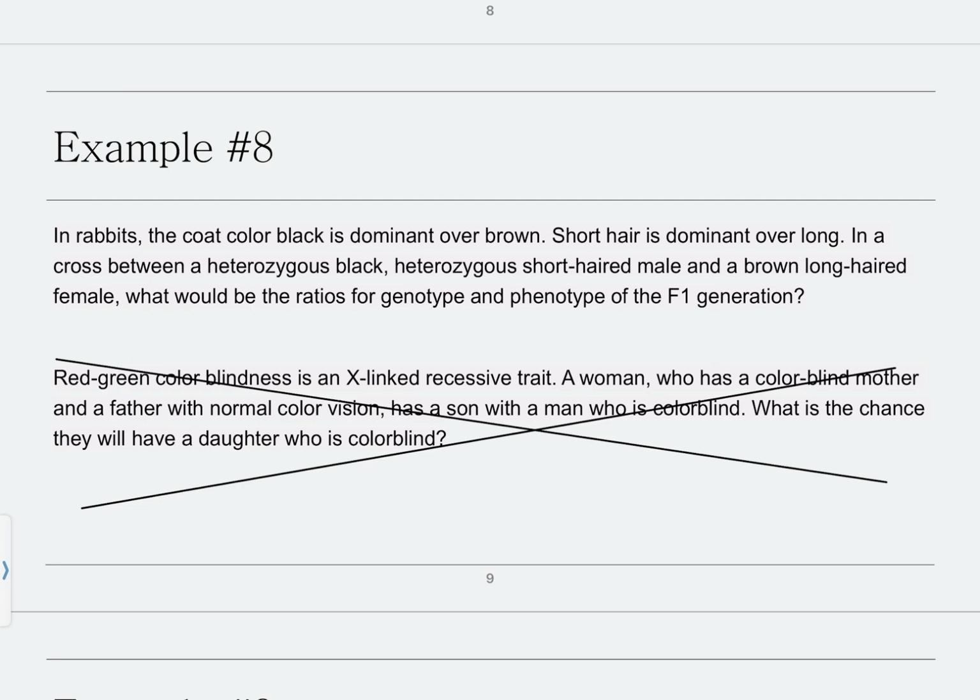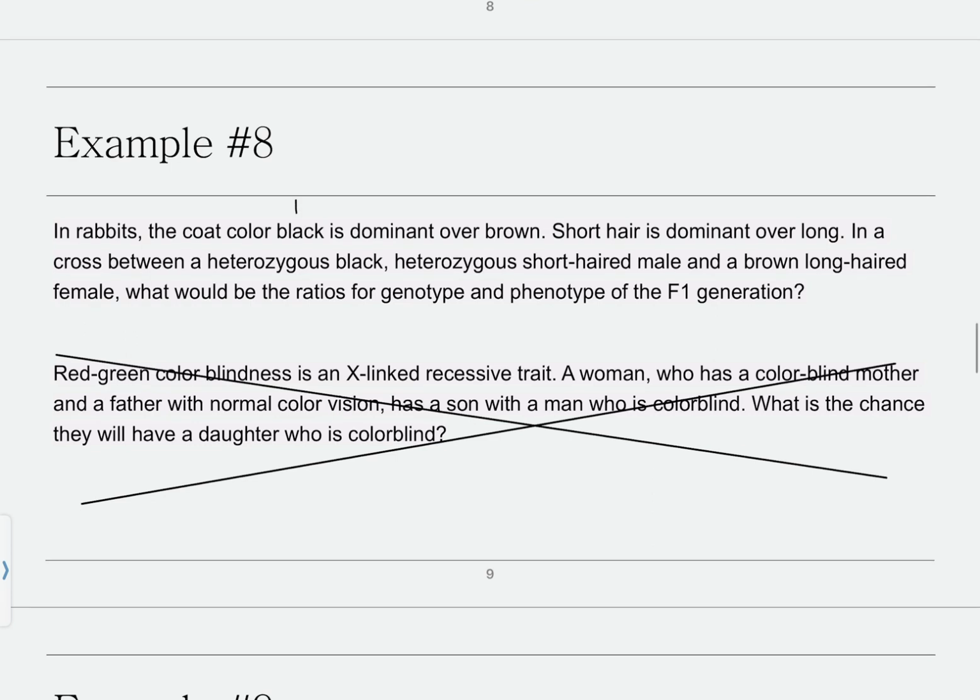Okay, so in rabbits, the coat color black is dominant over brown. Short hair is dominant over long hair. So we're dealing with two different traits. One's dealing with the coat color and the other one with hair length. So we know that this is going to be a dihybrid cross.